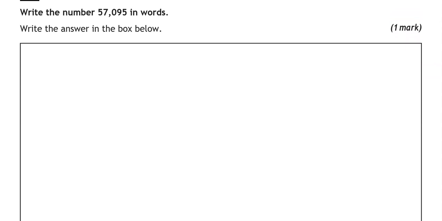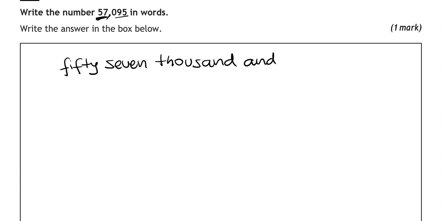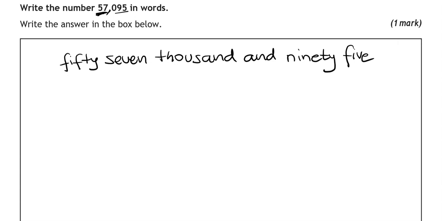Write the number that we've got in here in words. So we've got this comma in here to show that we've got thousands here, so 57,000. And then just the 95, so 57,095. And that's done.